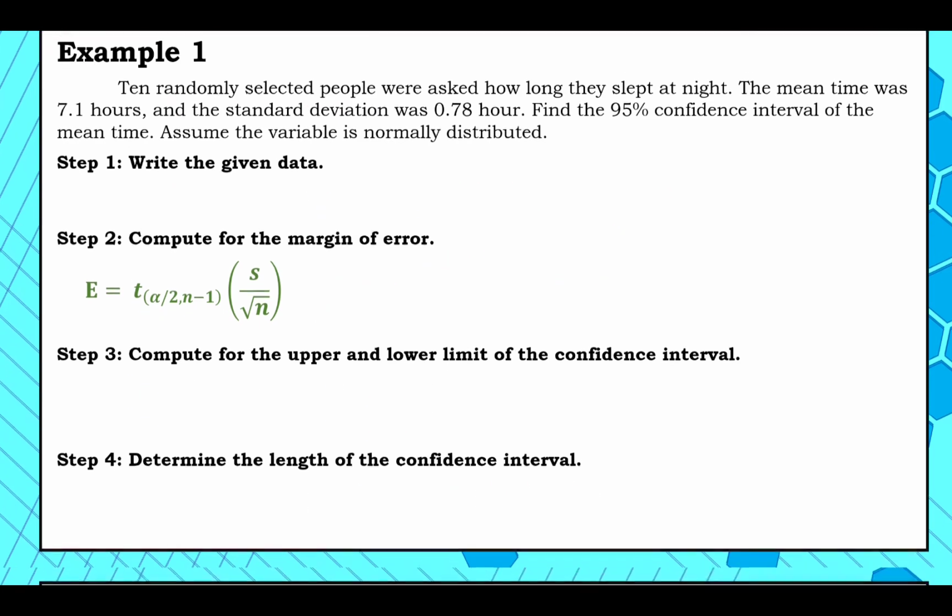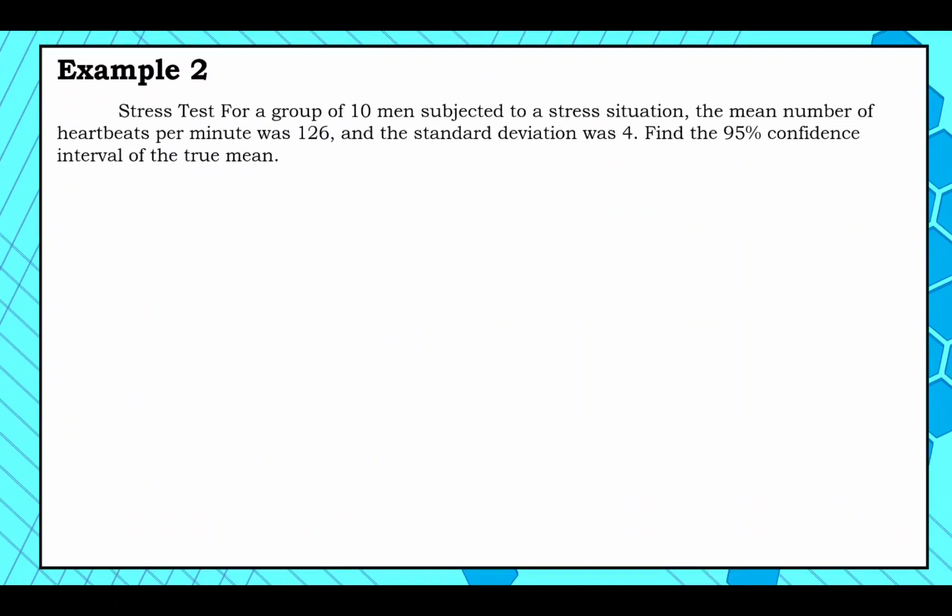Let's jump now to our second example. Stress test for a group of 10 men subjected to a stress situation. The mean number of heartbeats per minute was 126 and the standard deviation was 4. Find the 95% confidence interval of the true mean.